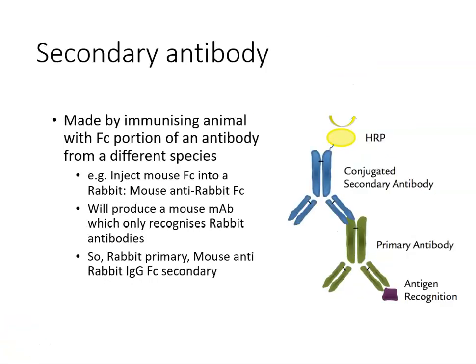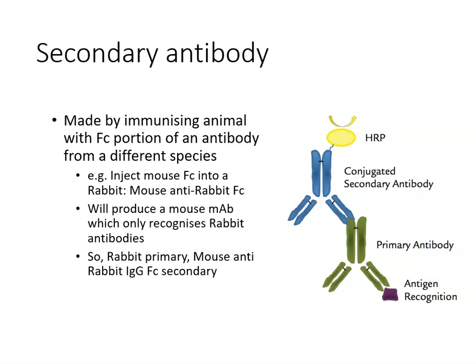So the secondary antibody is explained here. This is made by immunizing an animal with the Fc portion of an antibody from a different species, the species we use for our primary antibody. So in all of these systems, you have two different animal systems. You have one animal that produces the primary antibody. You have a second animal that produces the anti-Fc of the first animal, and you use both antibodies in these systems.